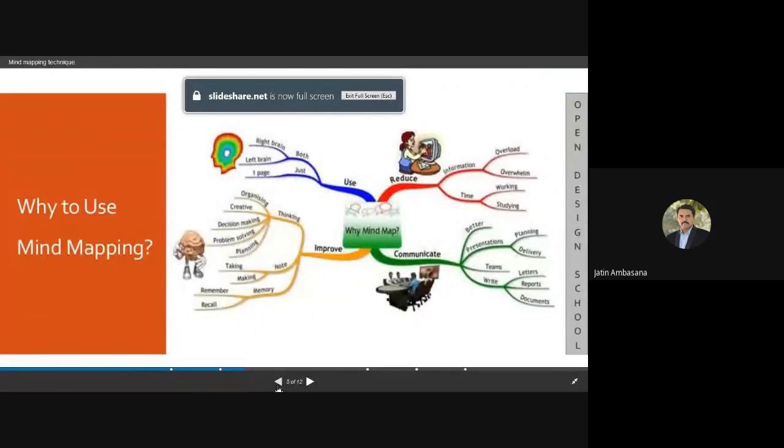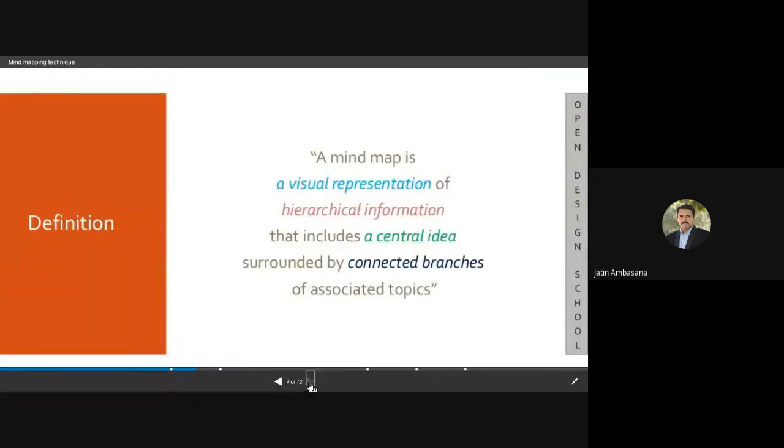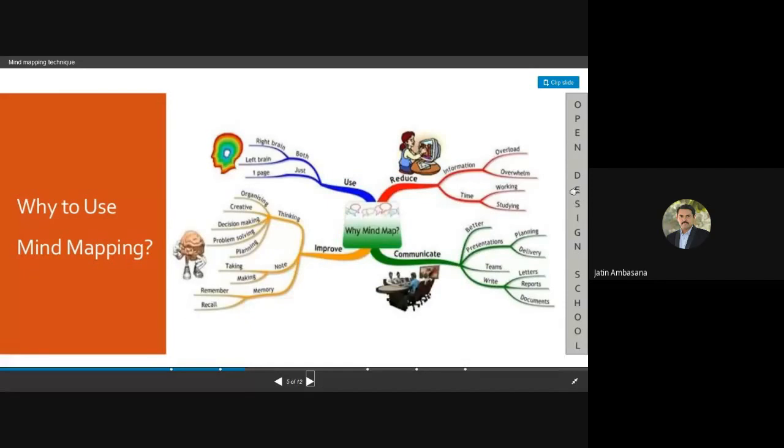Okay, it also helps you improve taking notes, making and taking of notes. And it also helps you improve your memory, in order to remember and recall various things from your memory. Okay, so that is why to use mind mapping. So basically we were presenting a mind map, right? So here is a mind map to understand why to use a mind map.